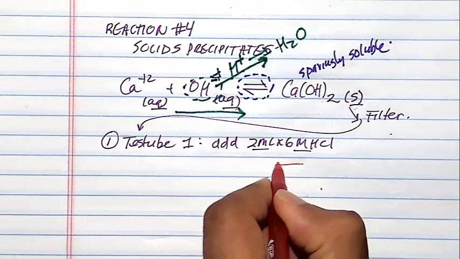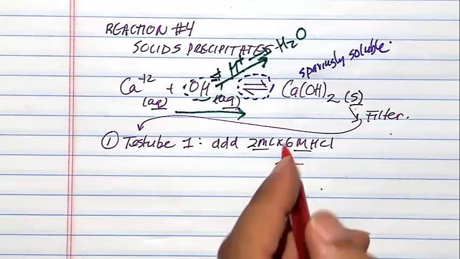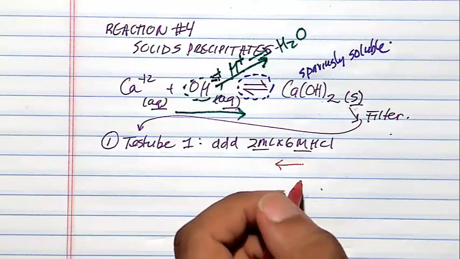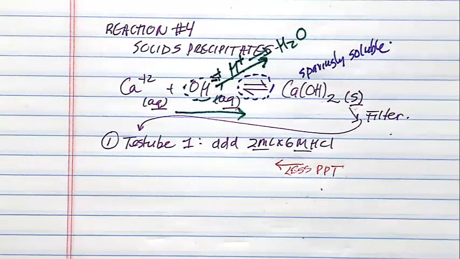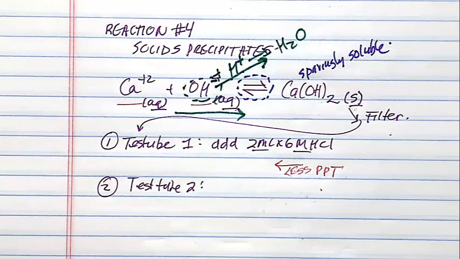The reaction is going to shift towards the product side. It's going to shift towards the reactants, or towards the left. So we actually would expect less precipitate. Or, in other words, you can say that the addition of 2 mL of 6 molar HCl to this precipitate actually dissolves the precipitate.